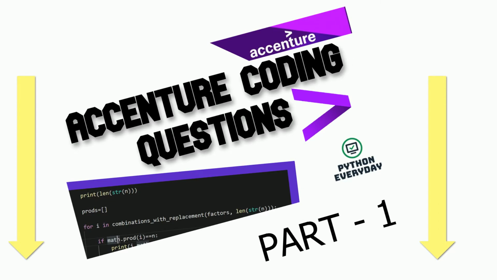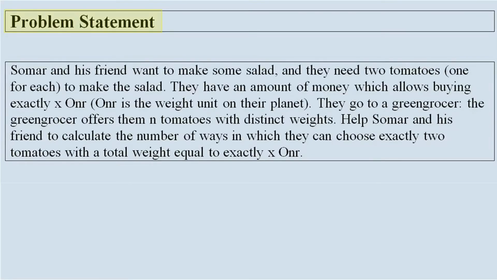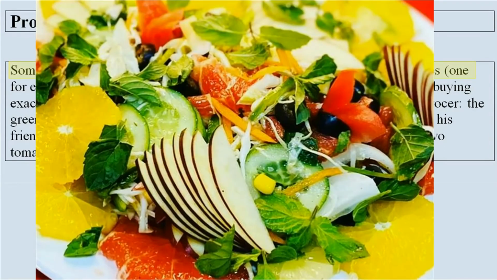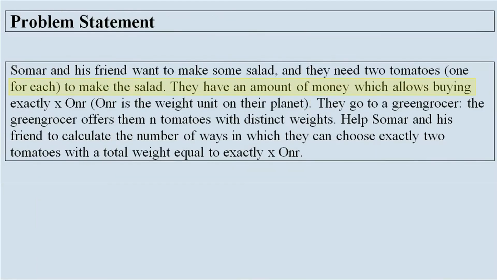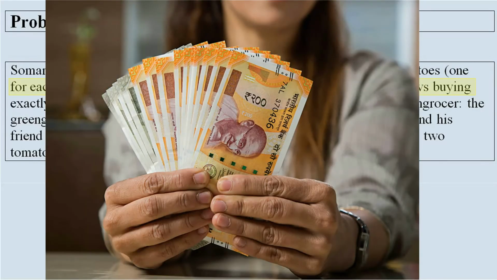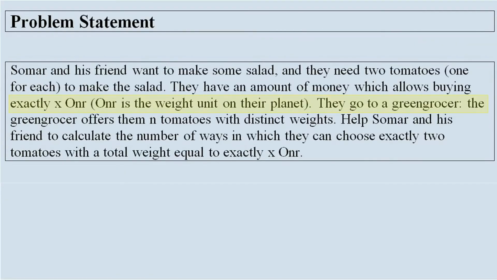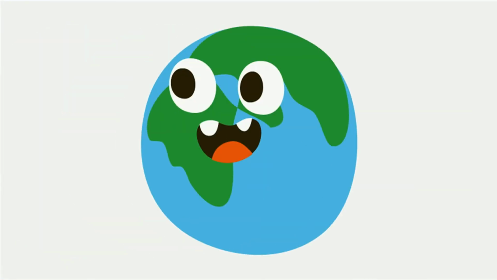Here is a question from part 1 of the Accenture Coding Questions video. Problem statement. Somer and his friend want to make some salad, and they need 2 tomatoes, one for each, to make the salad. They have an amount of money which allows buying exactly X onr. Onr is the weight unit on their planet.